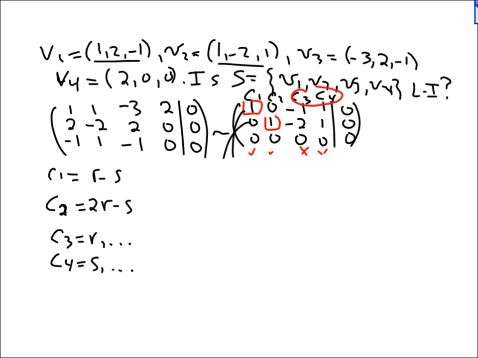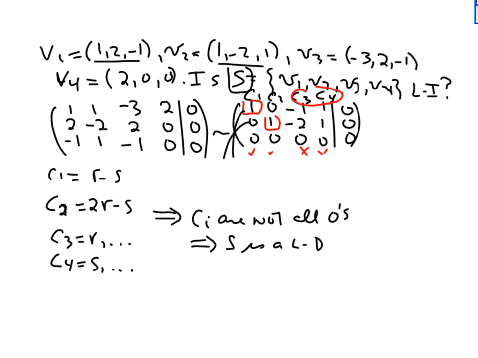So yeah. This implies that the Ci's are not all zeros, which implies that S is a linearly dependent set of vectors in R3. So that's the answer. S is not linearly independent.